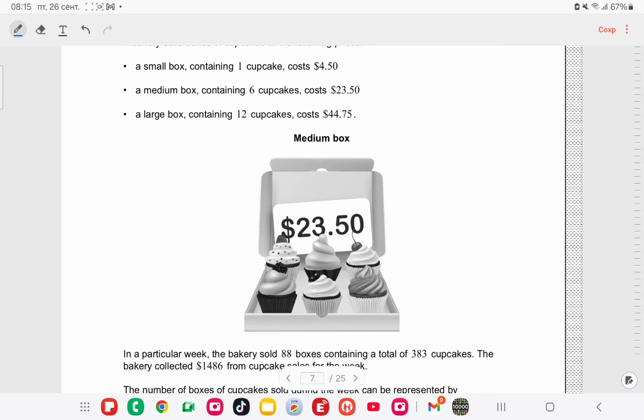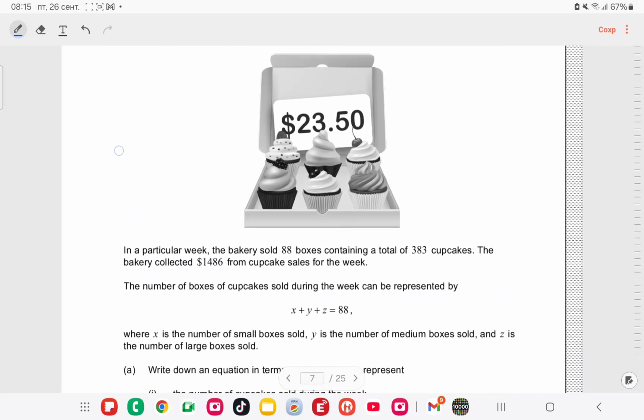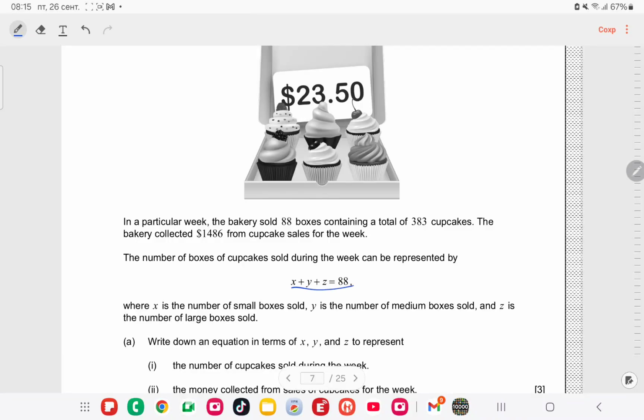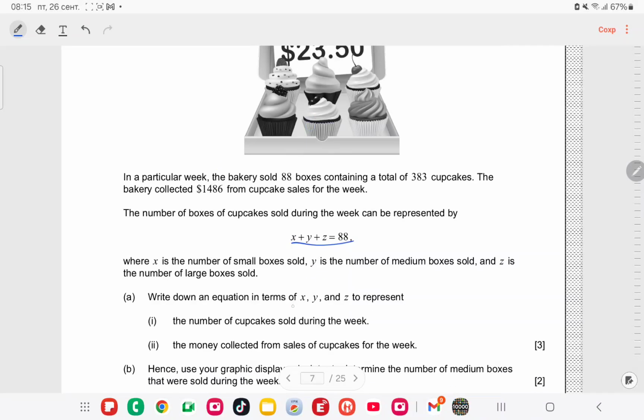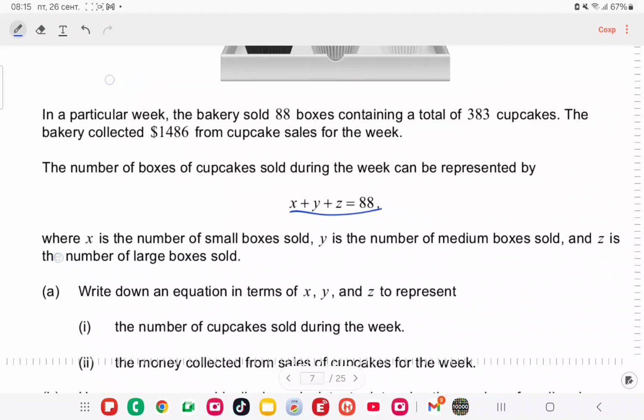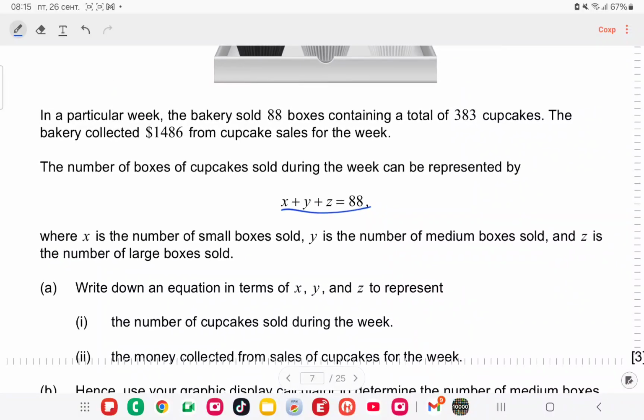So we have cupcakes given in some boxes, then we have an equation, and we have a question. As usual, write down the equations in terms of x, y, and z. So we have to obtain our equations from the words. We have to convert our word problem to mathematical language.